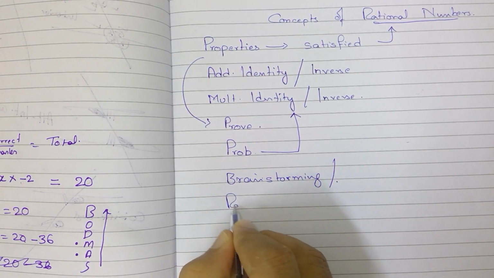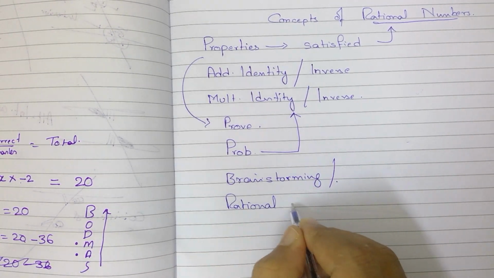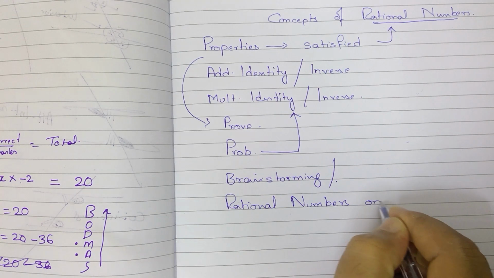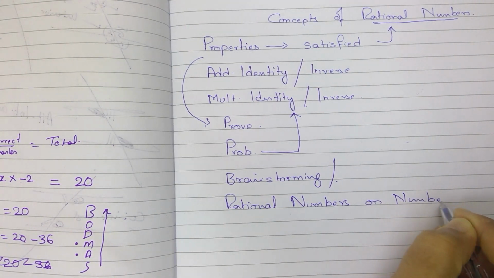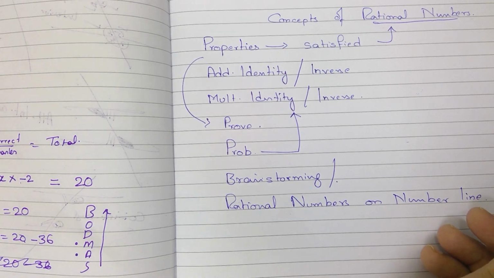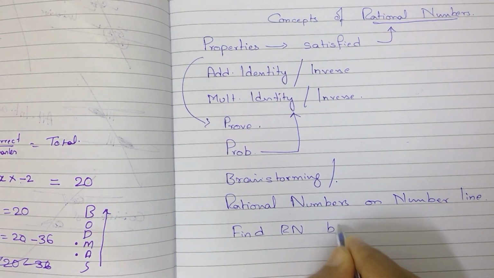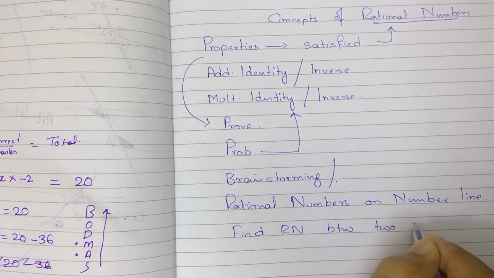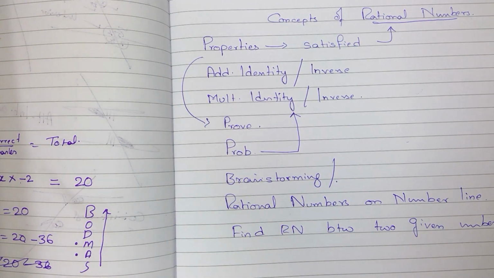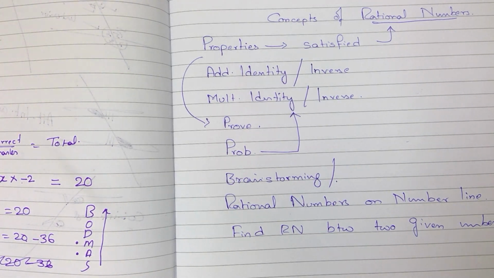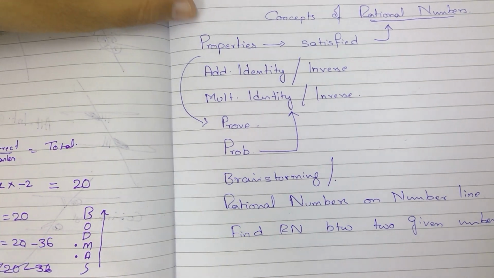After that, rational numbers, how to represent rational numbers on the number line. And after that, to find rational numbers between two given numbers. So these are the concepts which we are going to see. Understood? So this is not only for periodic test, and these are the only concepts which you have in grade 8. So let us see one by one.